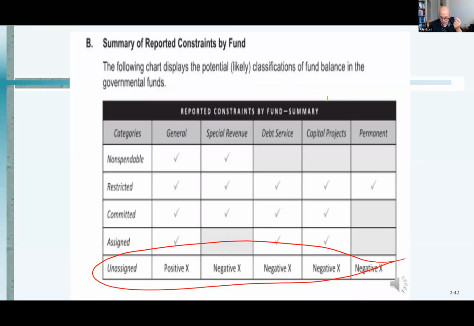So I want to move on, and then here comes another graphic that only the general fund can have a positive unassigned. Everyone else's is negative. And we saw how the capital project fund in that quick little example had a negative unassigned.